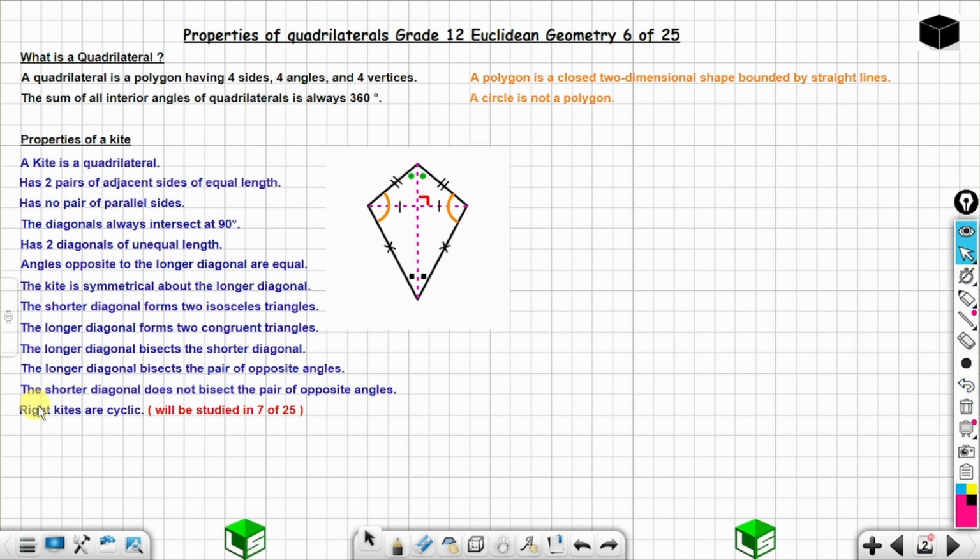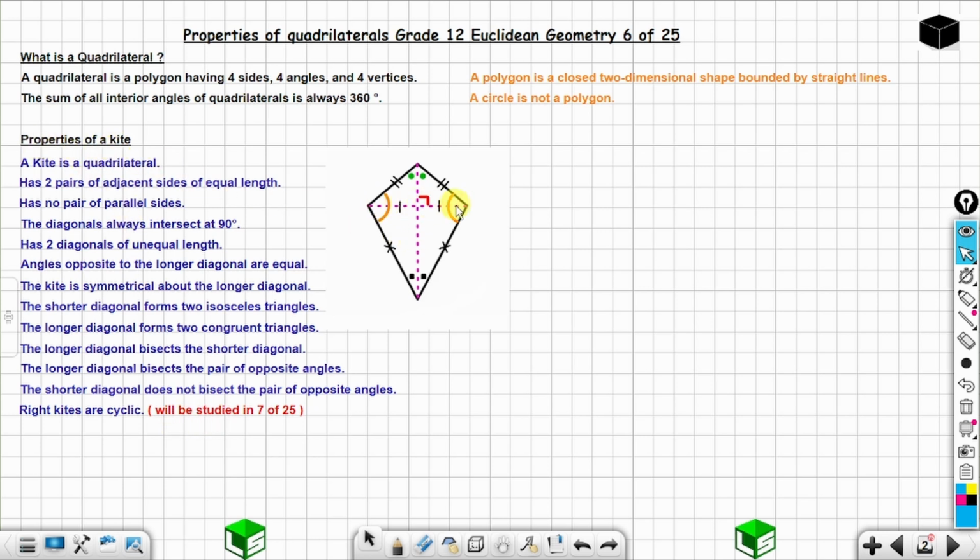And now the shorter diagonal does not bisect the pair of opposite angles. This short diagonal does not bisect this angle and this angle. Only this longer diagonal bisects this angle and this angle. And we have right kites. Right kites are cyclic. We are going to see the right kite in video 7 of 25 to calculate the area of a kite.